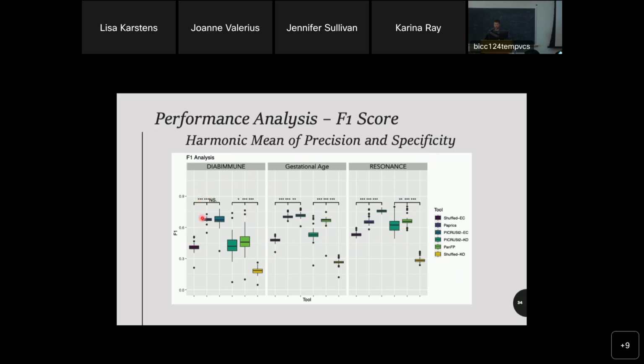As for EC numbers, we see that in the diabimune cohort, there was no significant difference between Paprika and PyCrust-2 in terms of EC numbers, whereas in both the gestational age cohort and the resonance cohort, we see that PyCrust-2 exhibits significantly greater F1 than Paprika in terms of EC numbers. These results can be interpreted as PAN-FP accurately predicts more genes as being present than PyCrust-2 in terms of KO terms, and PyCrust-2 accurately predicts more genes as being present than Paprika in terms of EC numbers.